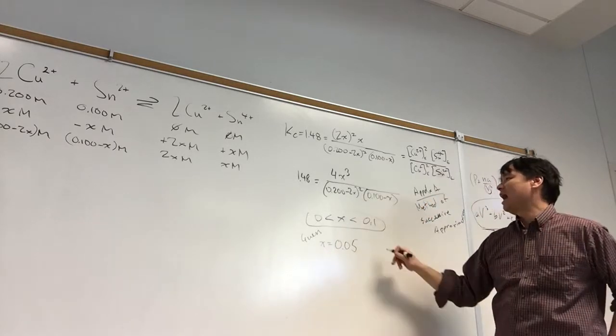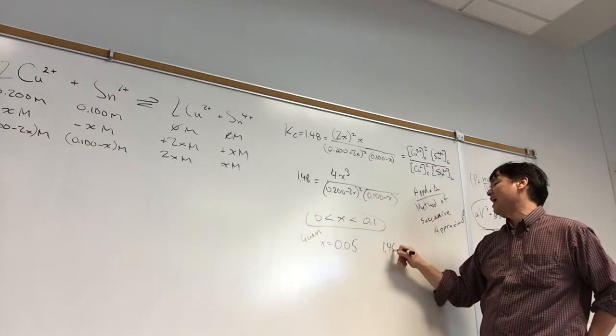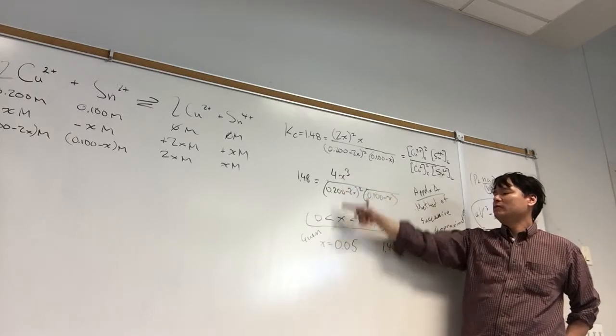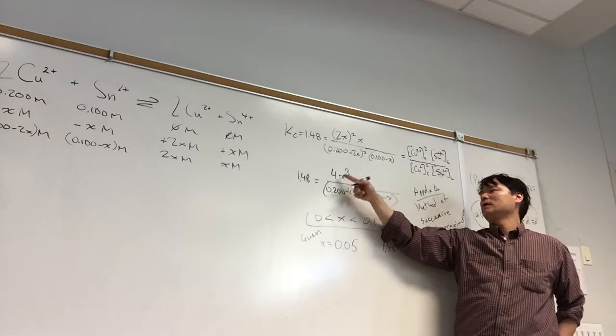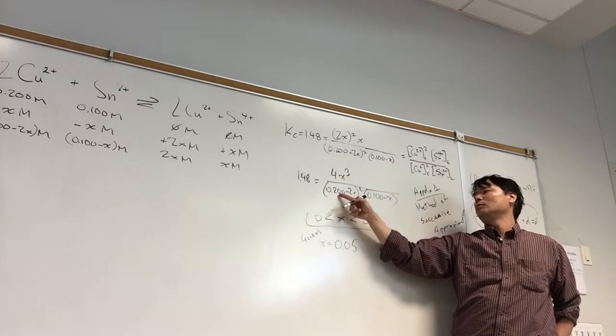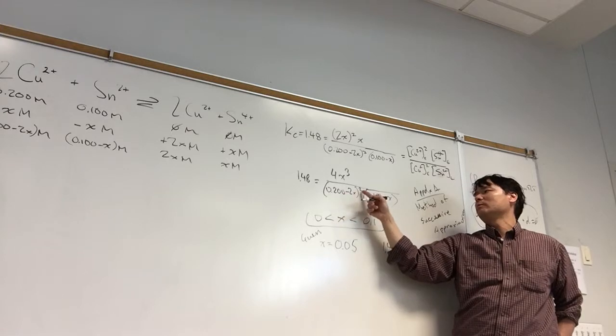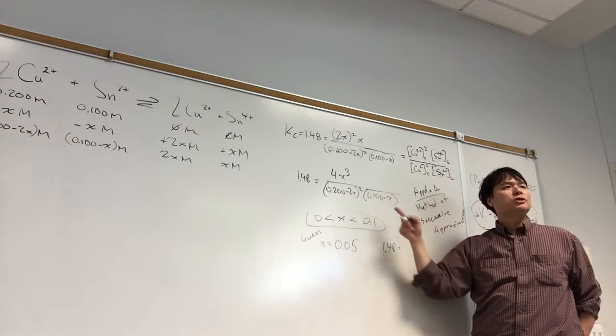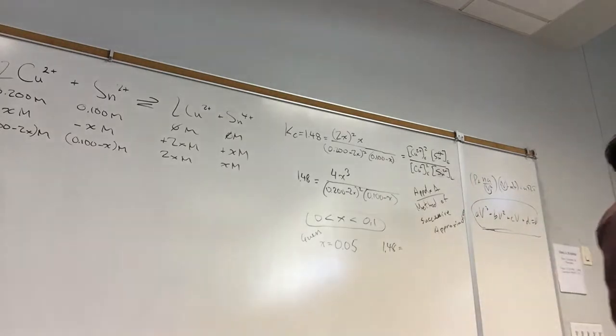If I use 0.05, then 1.48 is equal to, and then you plug it in here. This would be 0.05 cubed times 4, and then this would be 2, so 0.2 minus 0.1 gives me 0.1 squared, and then this would be 0.05. Punch it in your calculator and see what number it comes out to. And let's see how far off we are from 1.48.